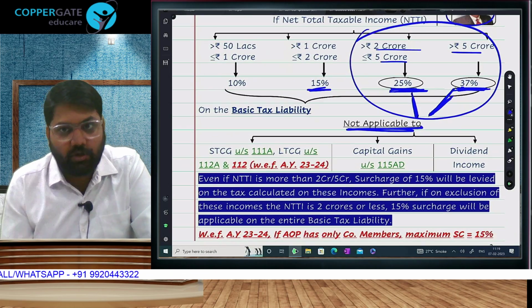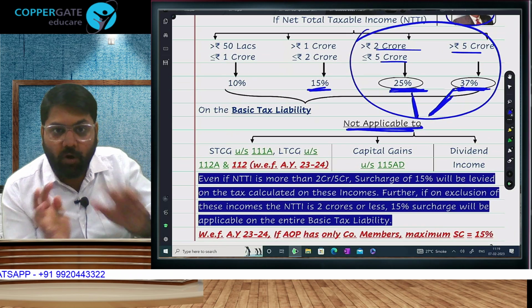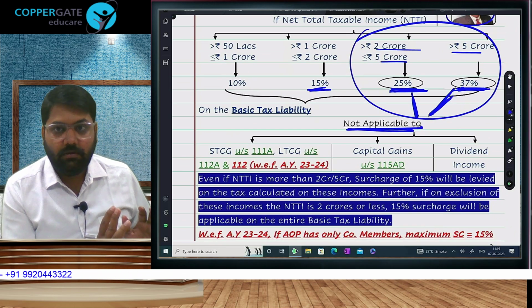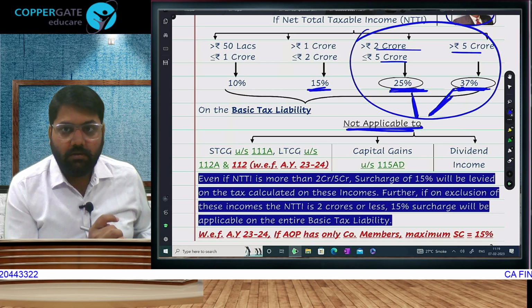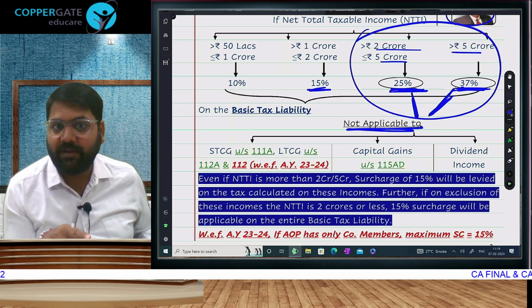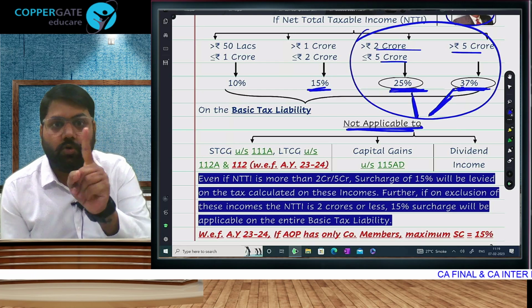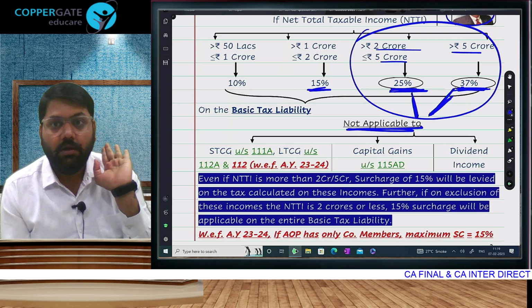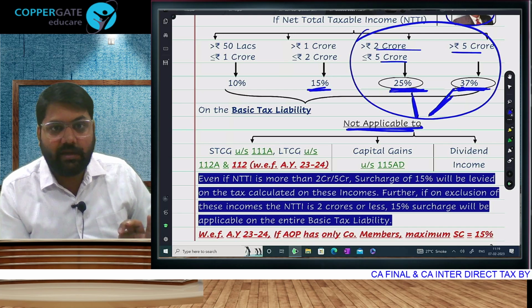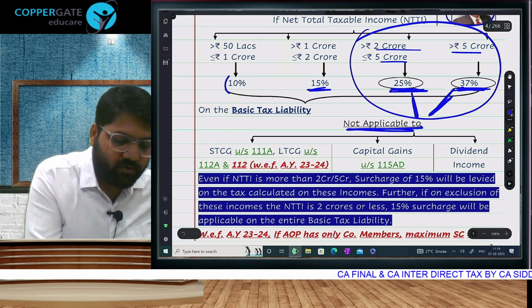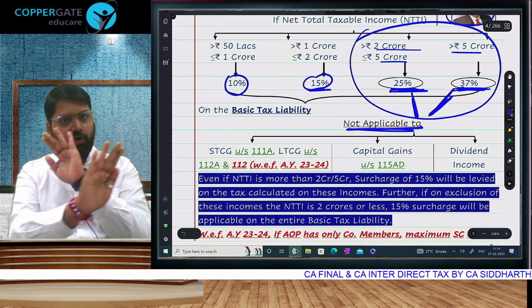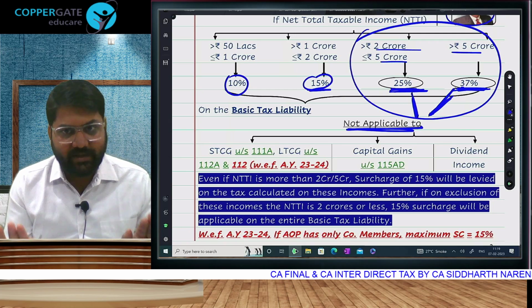Here there is an amendment also, but first I want a few things to be clear. The discussion is only about 25 and 37. That means your total income has to be more than 2 crores. If your total income is less than or equal to 2 crore, you fall in either of these two rates, your topic is over. We are not having any discussion.